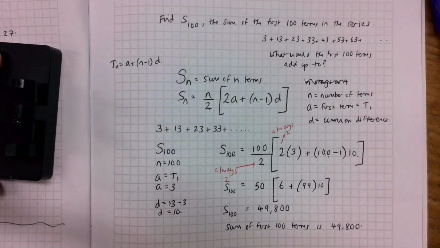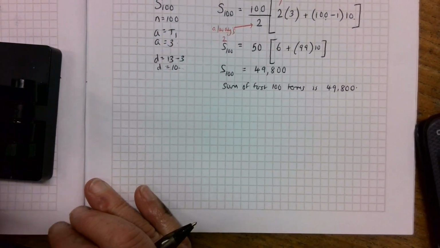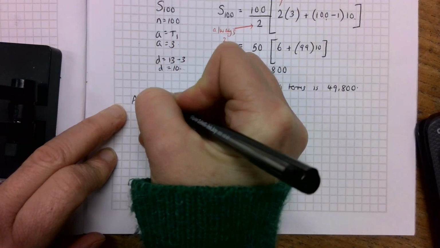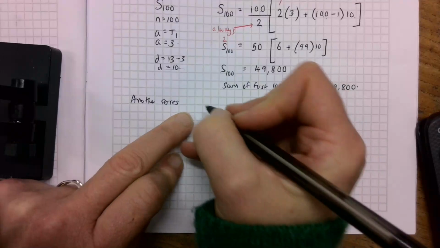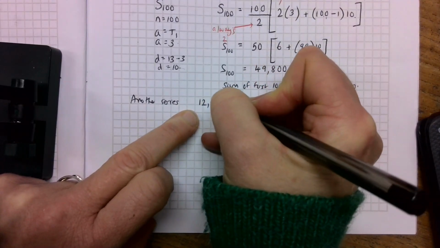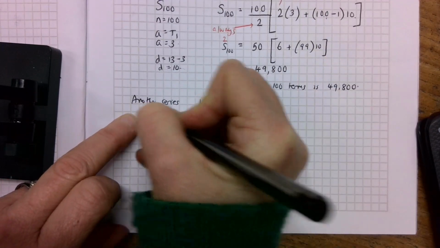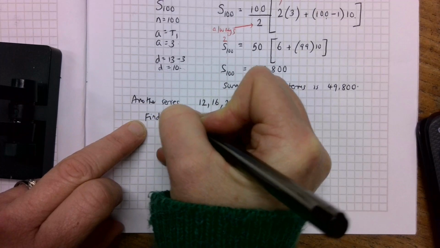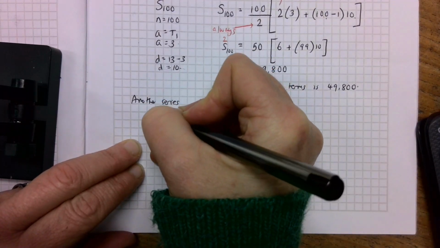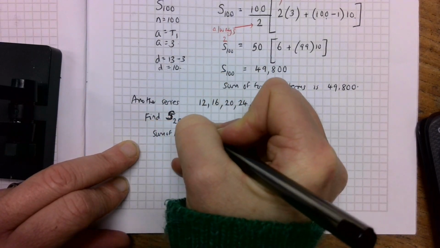I'm going to set you a question here. You can try it. I'll pause the video. You can try it and then see how you get on. So here's another sequence, another series. Let's say 12, 16, 20, 24. And we're being asked to find S250, the sum of the first 250 terms.